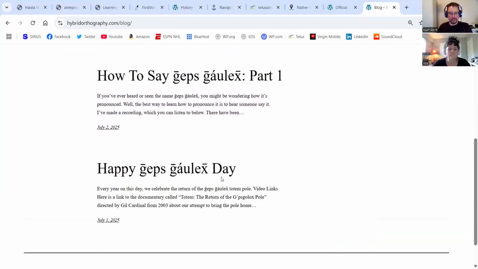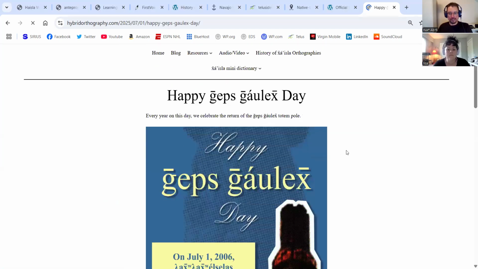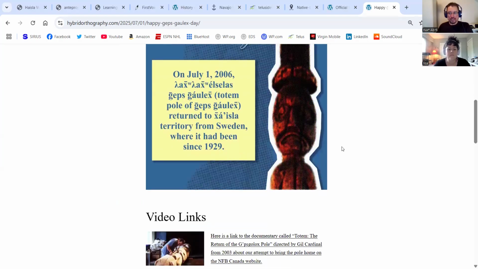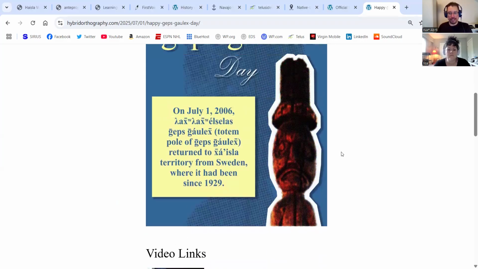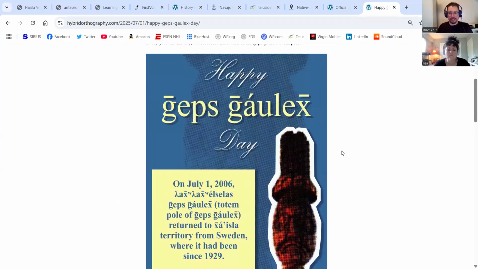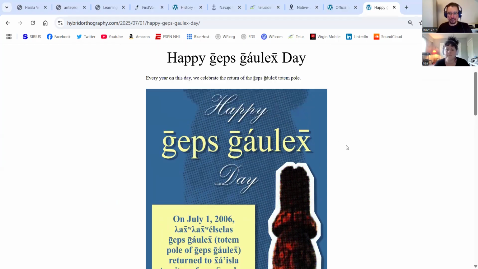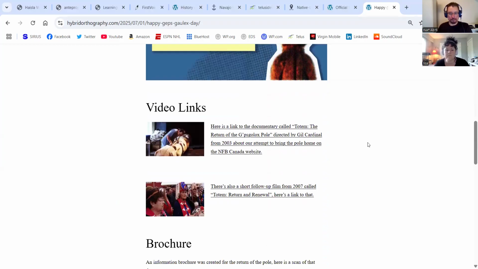So the first one that I created had to do with Gupskolach. On July 1st, which was a couple of days ago, that's when the country of Canada tends to celebrate Canada Day. I like to celebrate Gupskolach Day because that's the day where the Gupskolach pole came back to the Kitimat Valley. So I've got a graphic here that I created for that occasion.